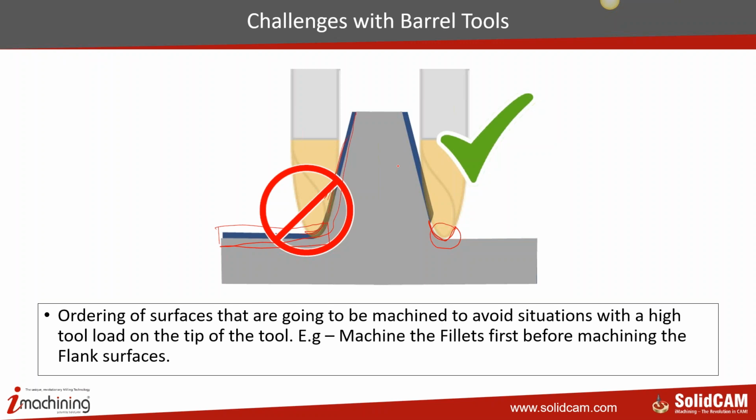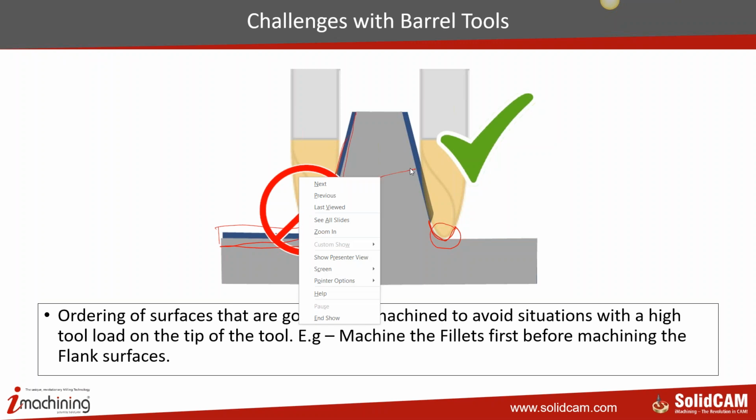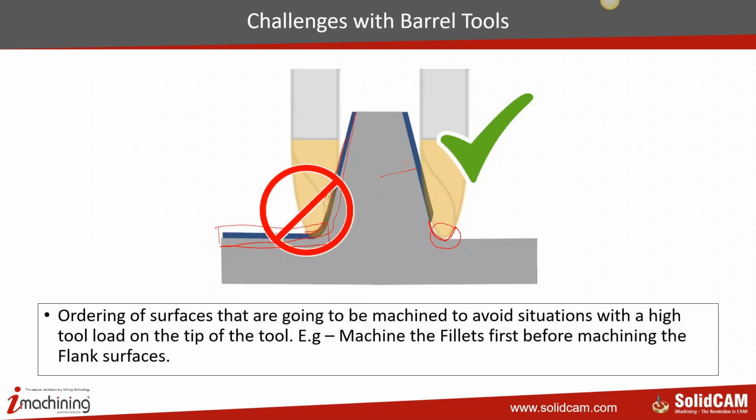So software now is trying to become smarter by identifying areas which need to be machined first and the areas that need to be machined second. So in our case, this would be machined first and this would be machined second. Fillet first or bottom first, and then the flank.